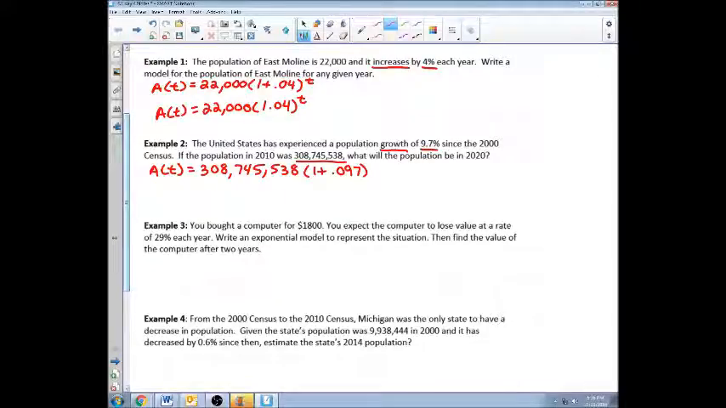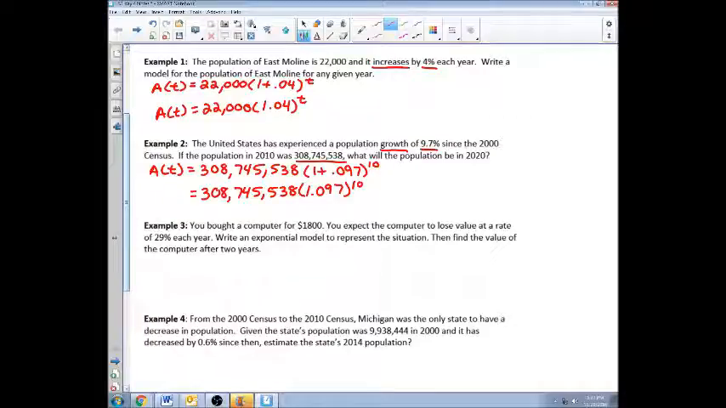It would be 0.097. Okay? Now, t, in our last problem, we just used t because it didn't talk about a certain number of years. But in this problem, it says from 2010 to 2020, so I would have 10 years between those two, right? What I'm going to do now is I'm going to go ahead and simplify my parentheses. So I'm going to rewrite the rest of my problem and simplify my parentheses. So 1.097 raised to the 10th.